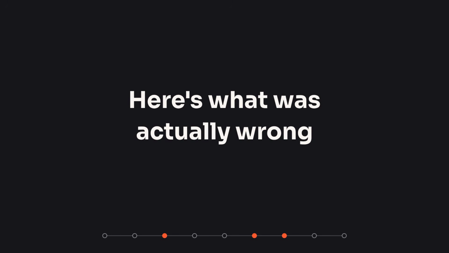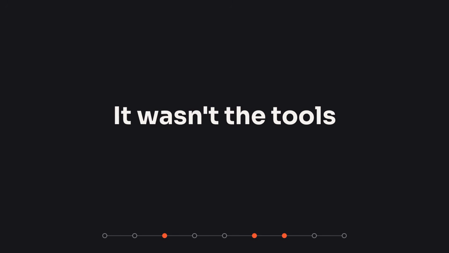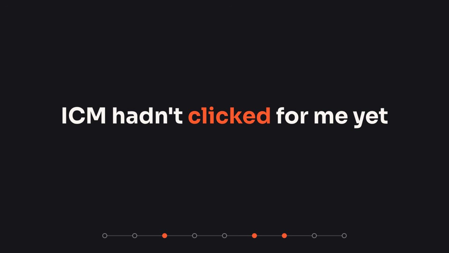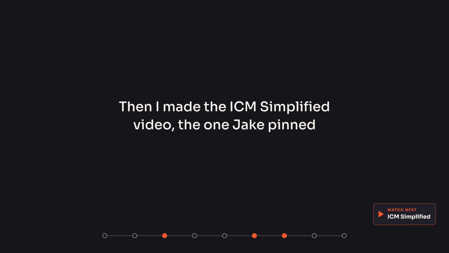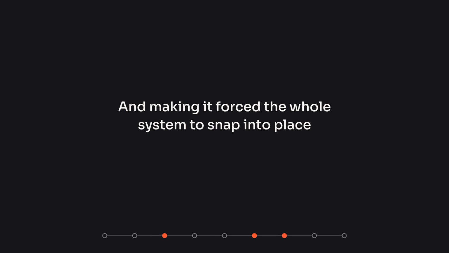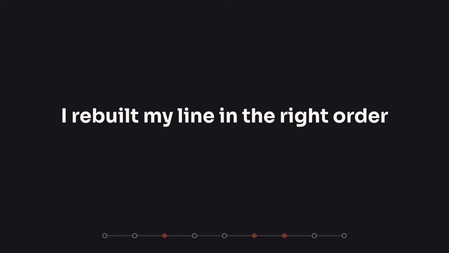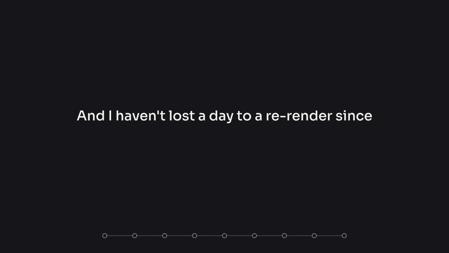Here's what was actually wrong. It wasn't the tools. ICM hadn't clicked for me yet. Then I made the ICM Simplified video, the one Jake pinned, and making it forced the whole system to snap into place. I rebuilt my line in the right order, and I haven't lost a day to a re-render since.